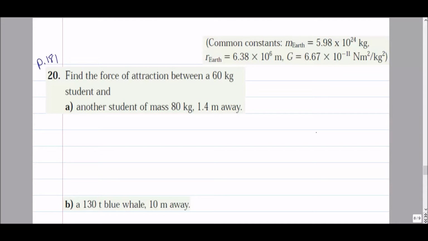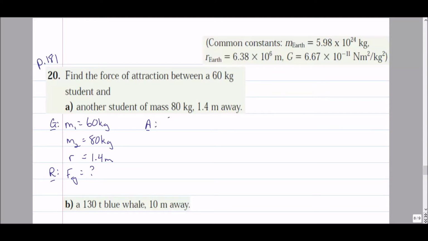So what we know is, if we were to look at this using a GRASP method, the information that we're given is that the mass of one student is going to be 60 kilograms. The second student is going to be 80 kilograms. And the separation distance is going to be 1.4 meters. And what we're asked to find out is what's the force of gravity, the attractive force of gravity between these two, the mutually attractive force.